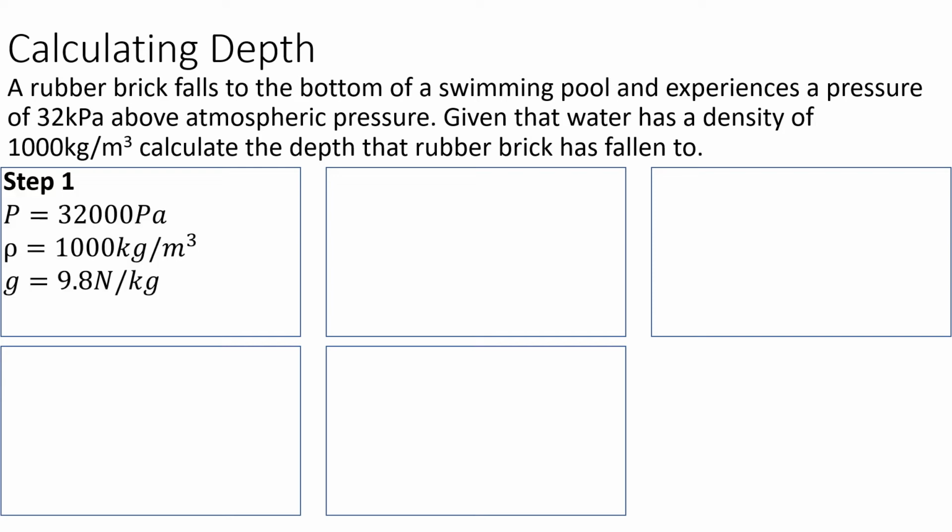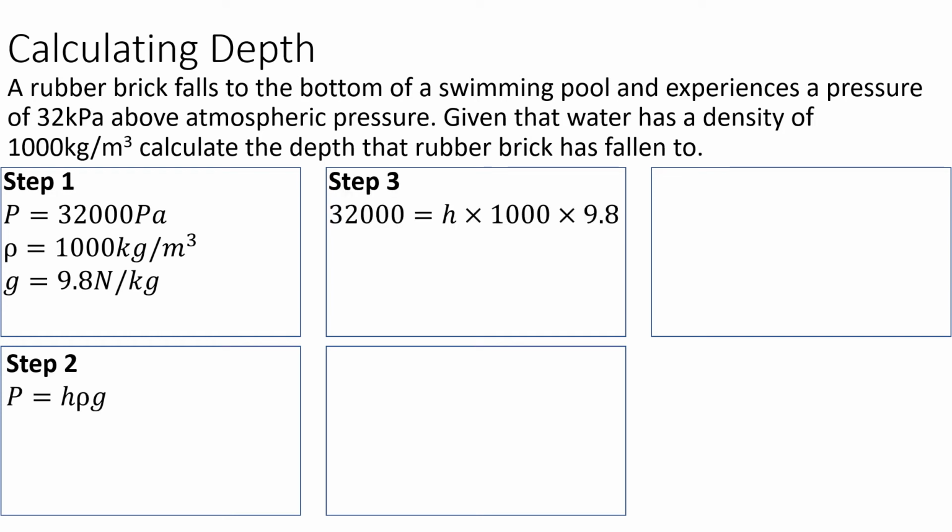Now we know that 32 kilopascals is 32,000 pascals. The density of water is 1,000 kilograms per meter cubed, and g is 9.8 newtons per kilogram. The next step is to write our equation. Then step 3, we substitute in the numbers. So this time I replace p with 32,000. h stays where it is because that's what we're looking for, and then rho becomes 1,000 and g becomes 9.8.